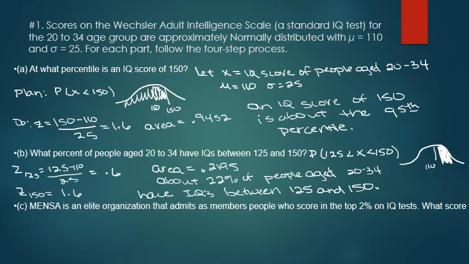All right, part C says Mensa is an elite organization that admits as members people who score in the top 2% of IQ tests. What score would an individual have to earn to qualify for Mensa? So basically what we need to know is what this top 2% is. We don't need to do the let part again because we still have the same x. For the plan, they told us that this time the area is the top 2%.